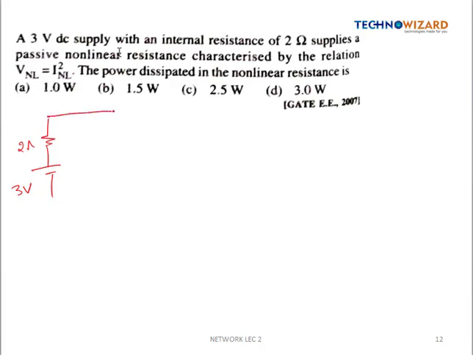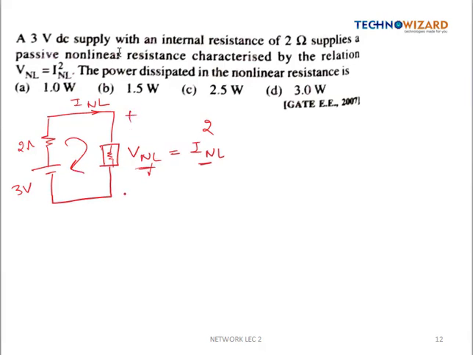So it is connected across a non-linear resistance whose characteristic they have already given. VNL is equal to INL square. It means there is a non-linear resistance, so current flowing through this will be INL only, because they have given VNL is equal to INL square. NL is non-linear, right? So we'll simply apply the KVL in this loop. So this will be plus, this will be negative, because current is entering like this, so it will be considered as positive to show the fact that a voltage drop is occurring across this resistance.